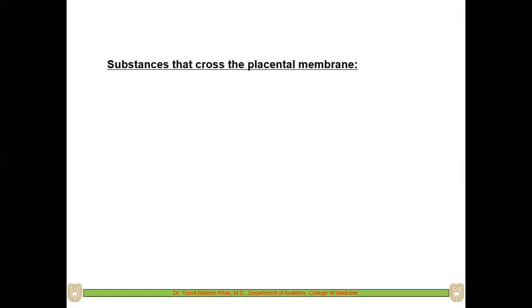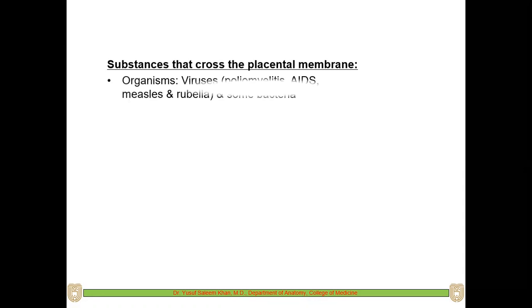But there are some substances that can cross the placental barrier. So which are those? This is important because whenever you give something to a pregnant lady, you should be very careful, because you should know that these can cross the placental barrier and they can affect the developing fetus. So what are the substances that can cross the placental barrier?